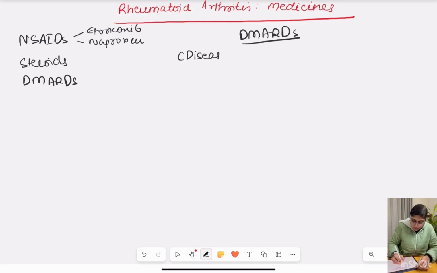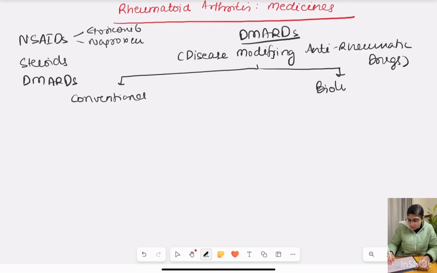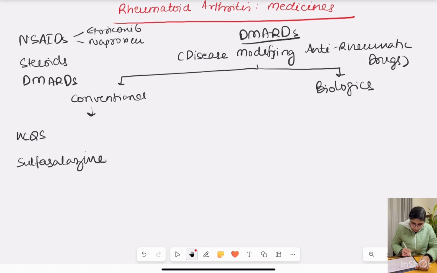Let me write this here, disease modifying anti-rheumatic drugs. In DMARDs, we have conventional DMARDs and then we have biologics. Among conventional, we have 4. We have HCQS, hydroxychloroquine sulfate, we have sulfasalazine, very effective, very good medication practically too. Then we have methotrexate.